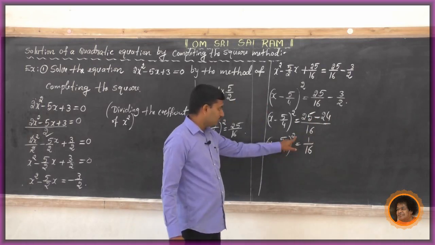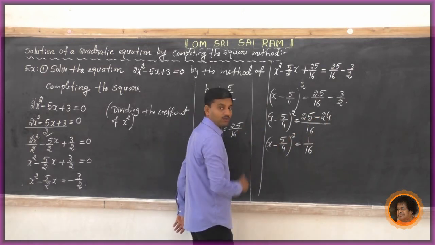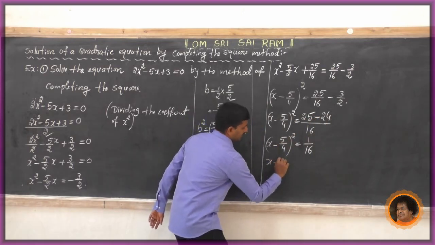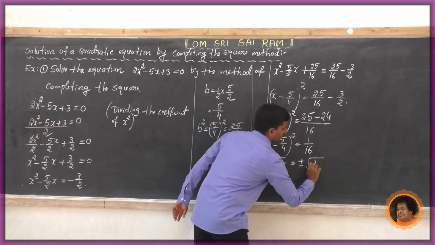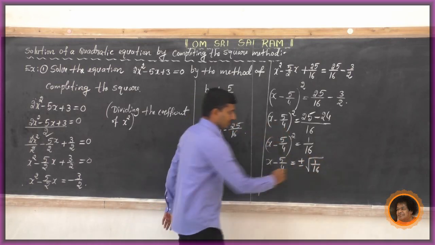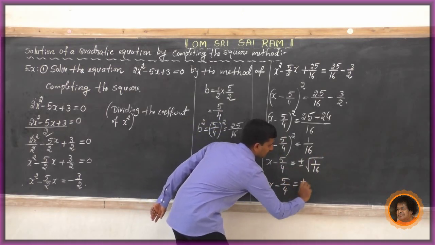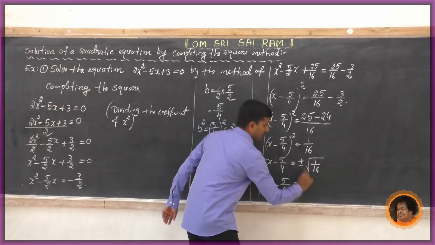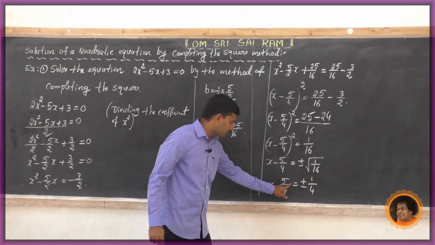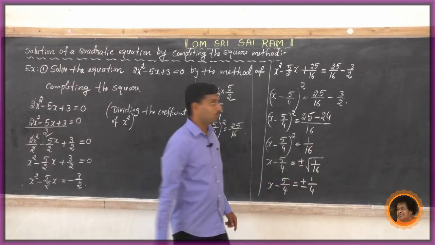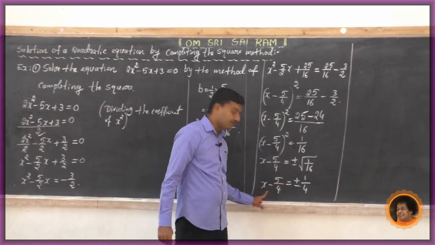Here we have the whole square, so we have to take the square root. Taking the square root on both sides, x minus 5 by 4 equals plus or minus square root of 1 by 16. Now take the square root: square root of 1 is 1, and square root of 16 is 4. Therefore x minus 5 by 4 equals plus or minus 1 by 4. Our aim is to find the value of x.